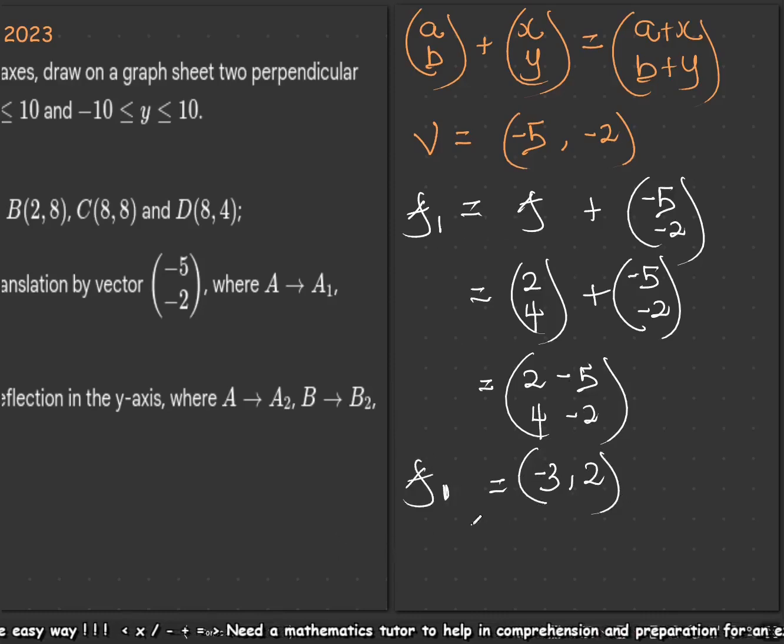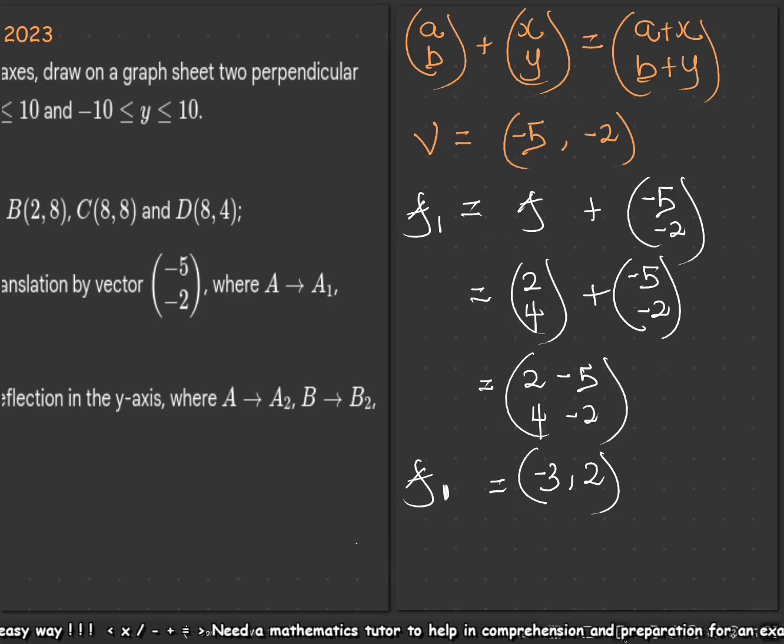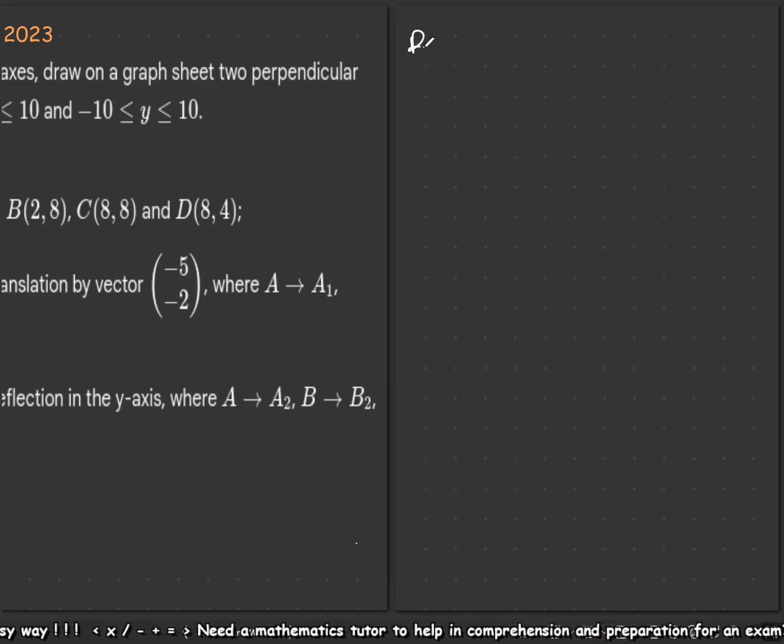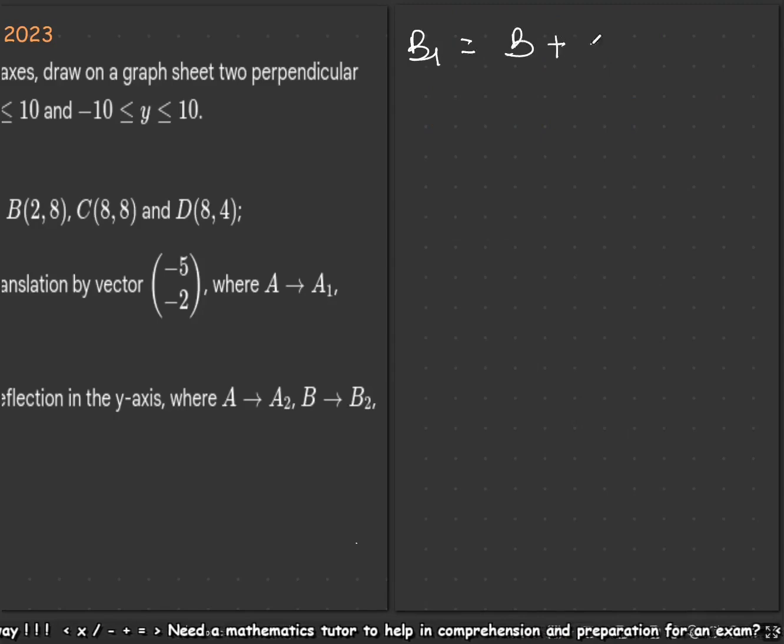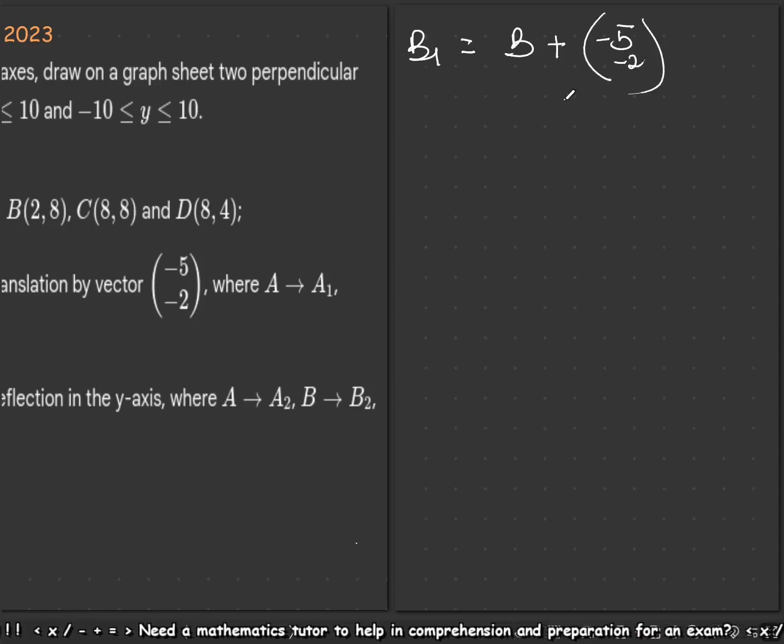Then we do this same thing also for B1. B1 would be equal to B plus our vector (-5, -2). Substituting, we then have our B. Let me check its coordinate.